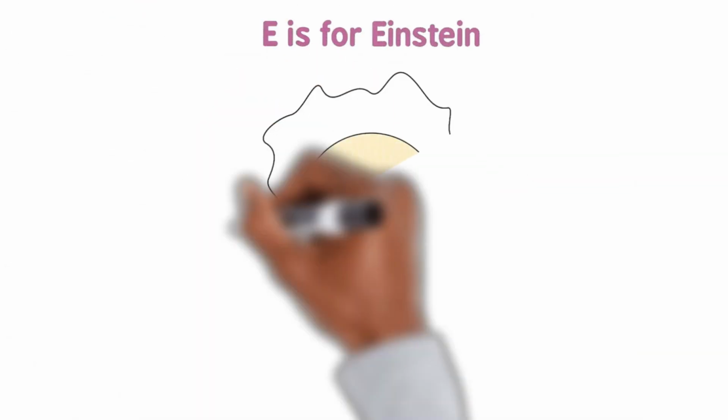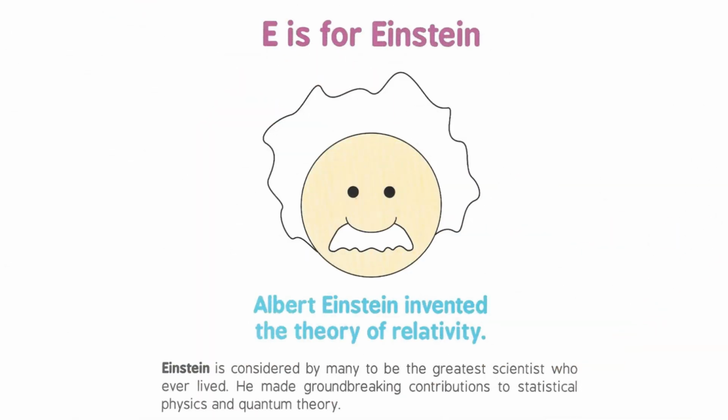E is for Einstein. Albert Einstein invented the theory of relativity. Einstein is considered by many to be the greatest scientist who ever lived. He made groundbreaking contributions to statistical physics and quantum theory.